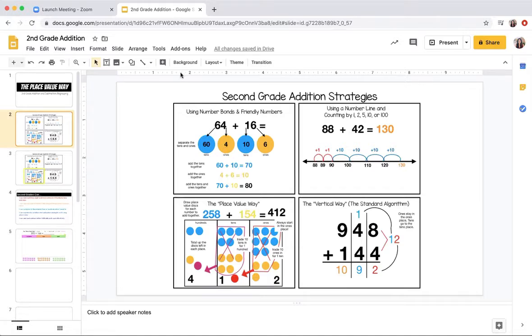Using number bonds and friendly numbers was something that students focused on in first grade and reviewed at the beginning of second. Using a number line and counting by 1, 2, 5, 10, or 100 is something that we refer back to regularly for skills on counting by different amounts, as well as becoming more fluent problem solvers with addition and subtraction. As I said, today we are going to focus on the place value way.